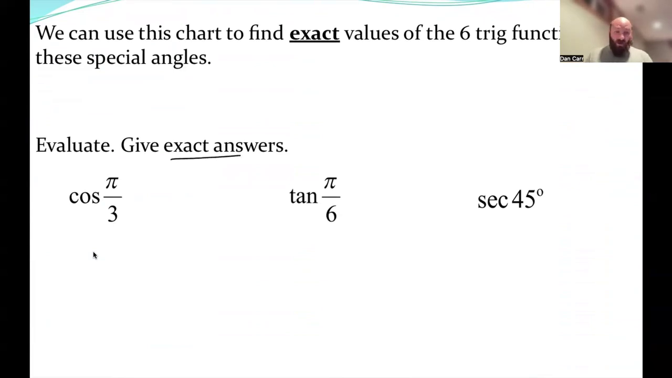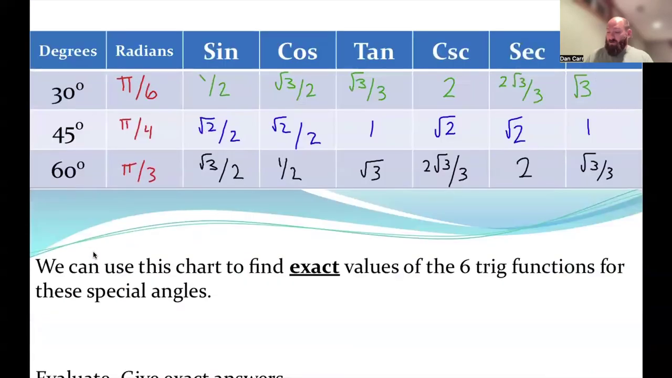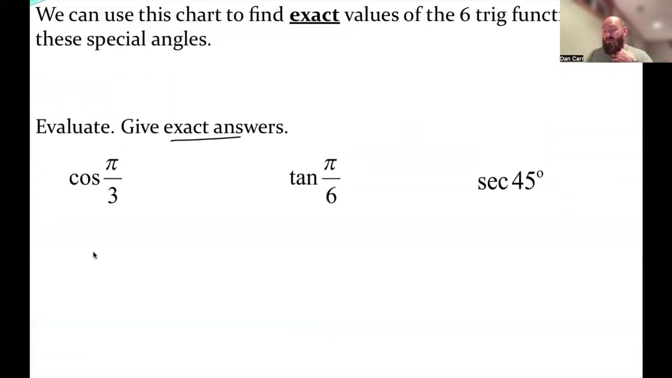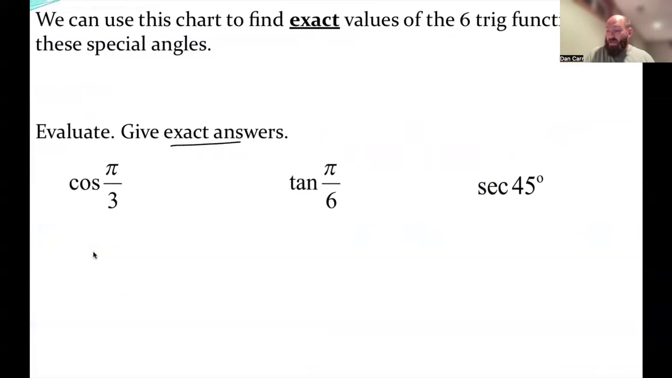So I have the cosine of pi over 3. Now, when you look at the chart, pi over 3 is that one right there. Cosine is right there. It's 1/2. So I could just take 1/2 and I'm done. But I like to quickly model this. So pi over 3 is going to be like this.